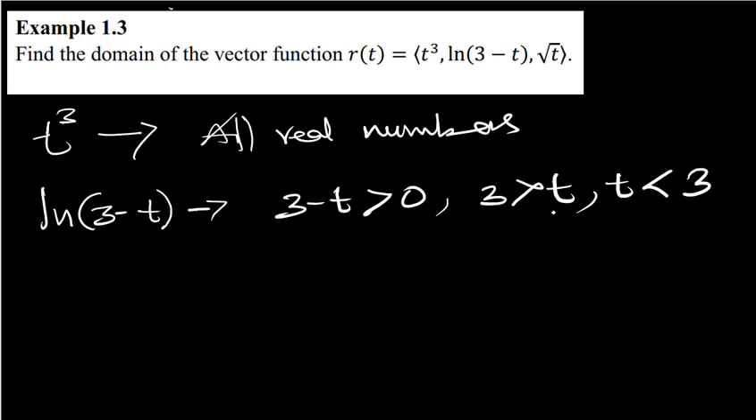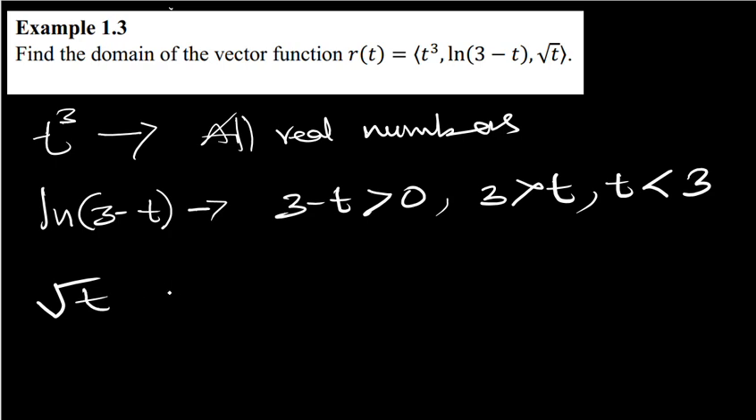Remember, when 3 is greater than t, then it's very obvious that t is less than 3. When something is greater than something, then the other thing should be less. So if 3 is greater than t, then t should be less than 3. So the ln function here will only be defined when t is less than 3. Good. Let's pick the square root of t.